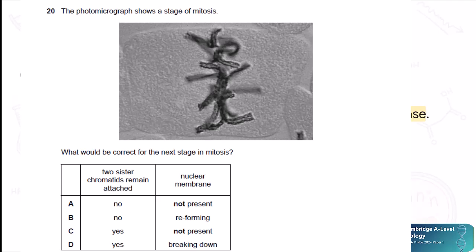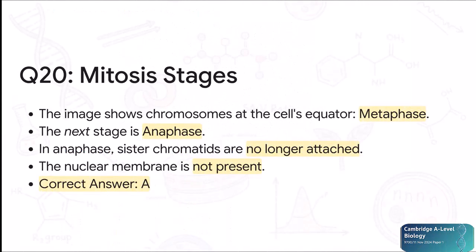Okay, but the question asks what happens next. So what comes after metaphase? Anaphase. And what's the big event in anaphase? The sister chromatids get pulled apart. They're no longer attached at the centromere. They're moving to opposite ends of the cell. And what about the nuclear membrane? Well, that disappeared way back in prophase, and it's not coming back until telophase. So during anaphase, the chromatids are separate, and there's no nuclear membrane. Option A describes that situation perfectly.